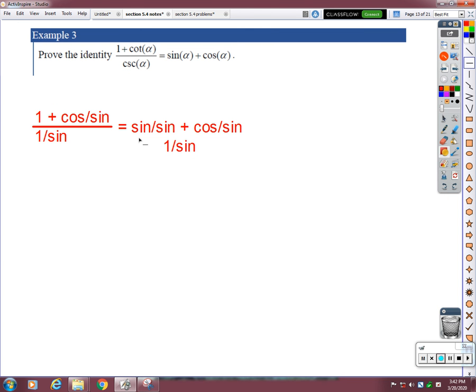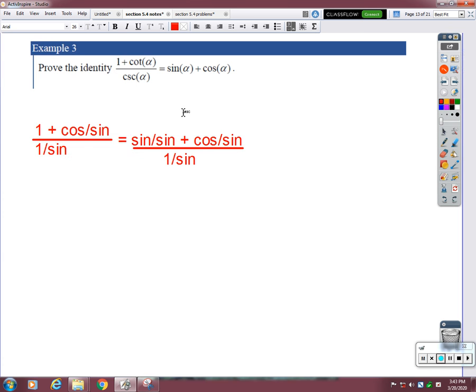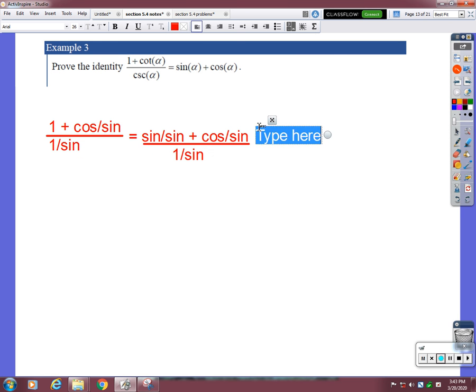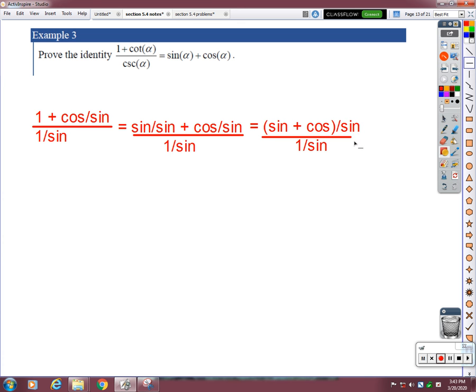Okay, so now that I have a common denominator on top, I can rewrite that as a single fraction. So sine over sine plus cosine over sine is going to equal sine plus cosine divided by sine. And I still have, on the bottom of this fraction, 1 over sine, okay? Alright, so then I'm to there.